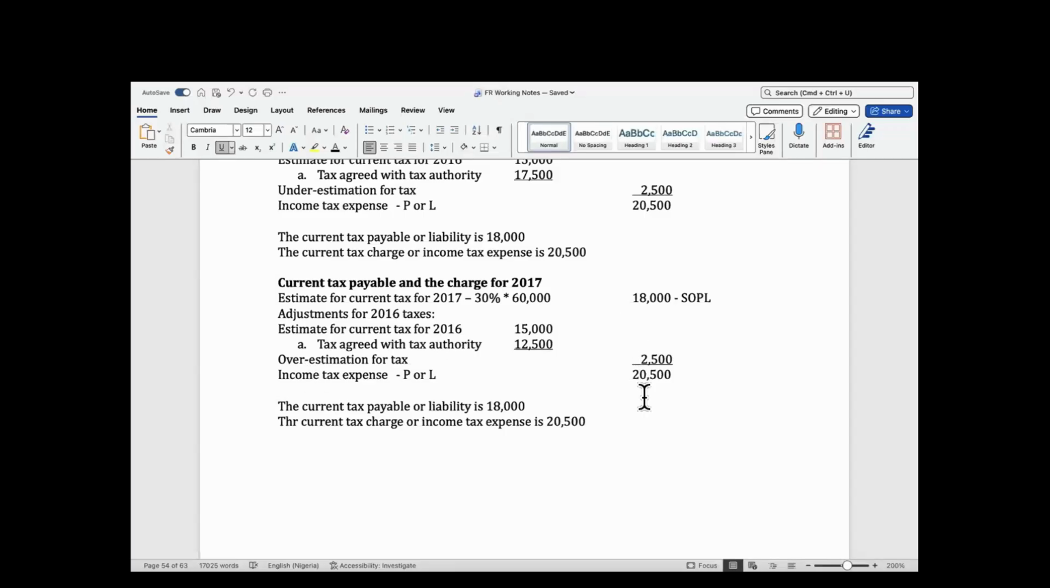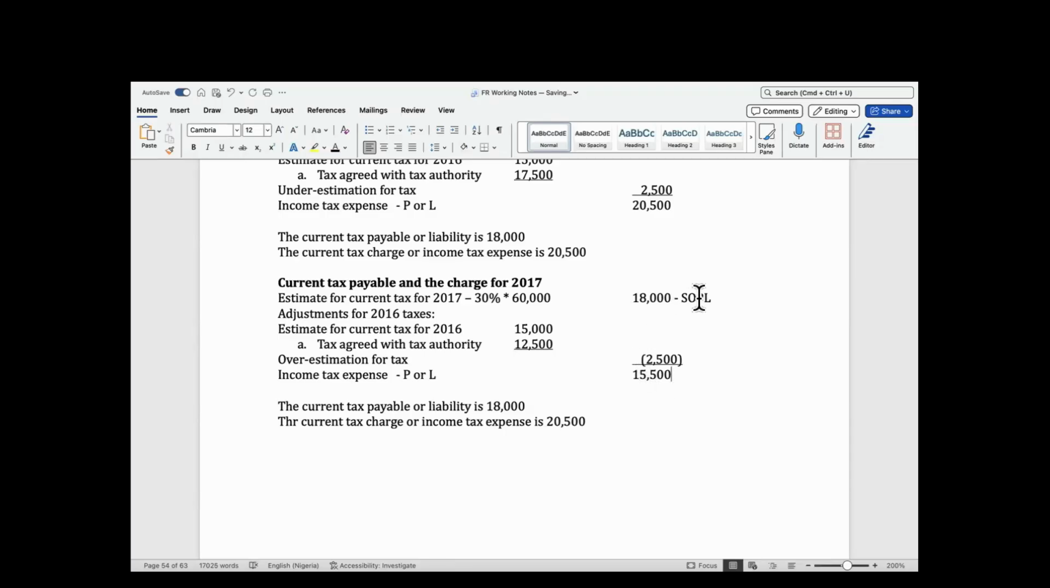And I told you that in this case, you credit bank. What am I saying? In this case, you're going to credit P&L overestimation for tax, and you're going to debit current tax assets because they should give you back the money, but they will not give you back. That's why we are debiting assets that we're going to recover against our future taxes. But that credit to P&L will offset the tax for this year in such a way that our income tax expense to P&L becomes 15.5.